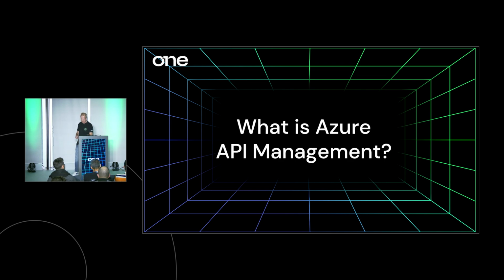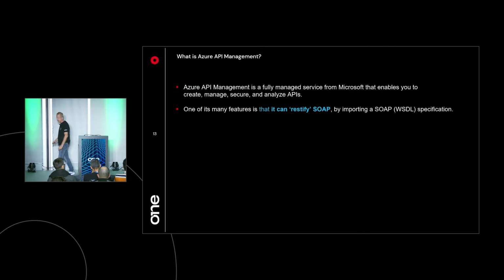What is Azure API Management? Azure API Management is a fully managed service from Microsoft with which you can build, manage, secure and also analyze APIs. It has a lot of features. One of its features is that you can restify SOAP services. You can translate between SOAP and REST. Basically you import a SOAP definition, a WSDL file, and from there you can configure some settings, you can define policies, and using that you can make the transformation.